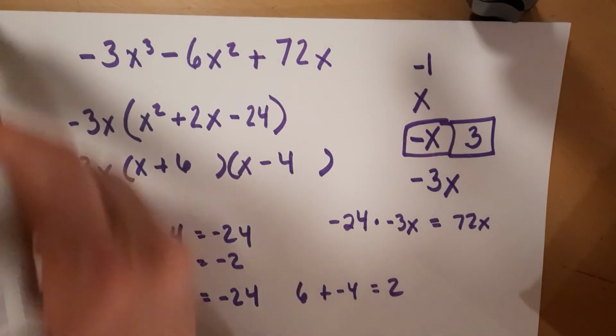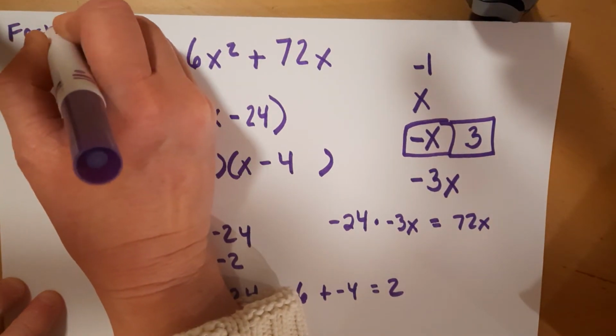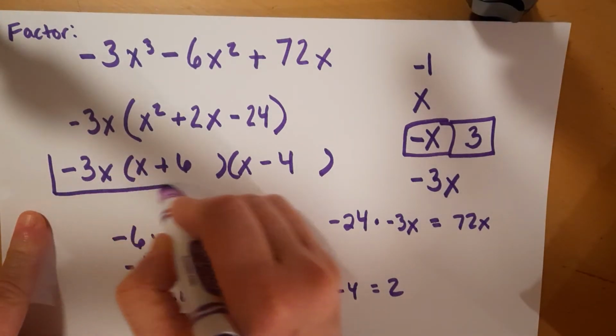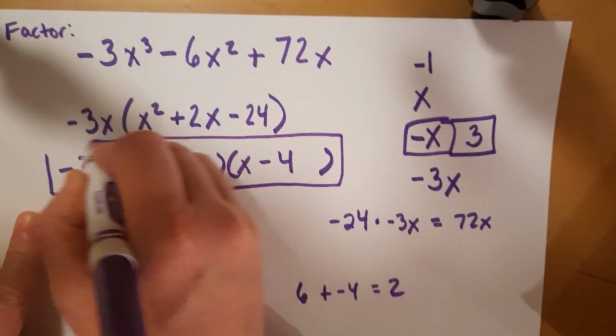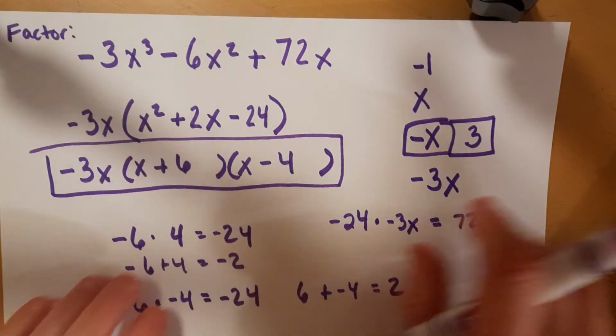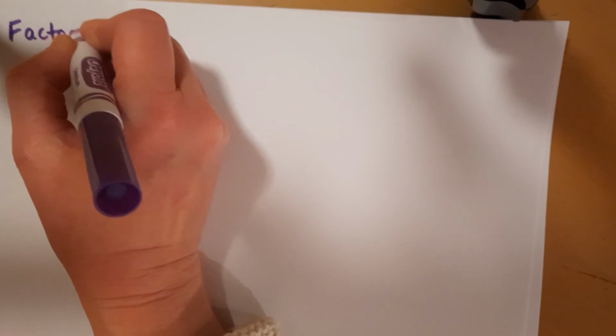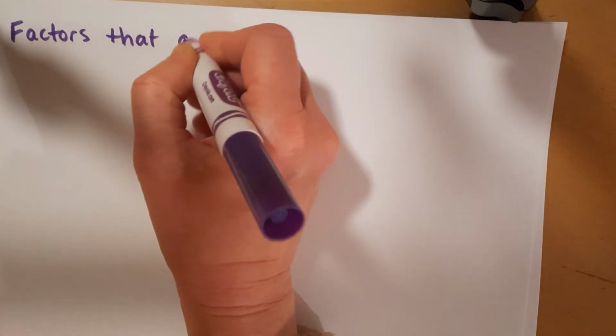So the answer, if they ask you to factor this trinomial right here, would be negative 3x times x plus 6 times x minus 4. 3 factors. There's one other type of factoring that is talked about briefly in lesson 72, and that's when you're factoring out sums. So I'm going to turn to lesson 72 and show you an example about that. So this is factors that are sums. And this is in lesson 72.